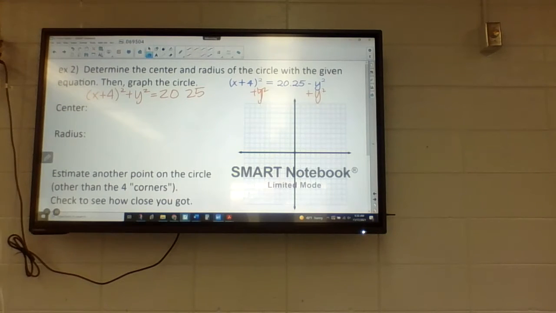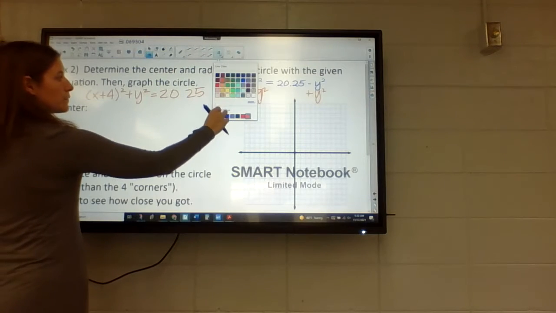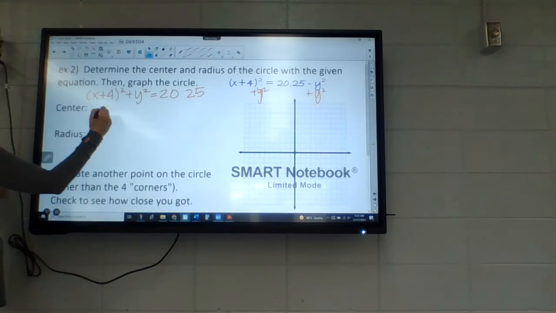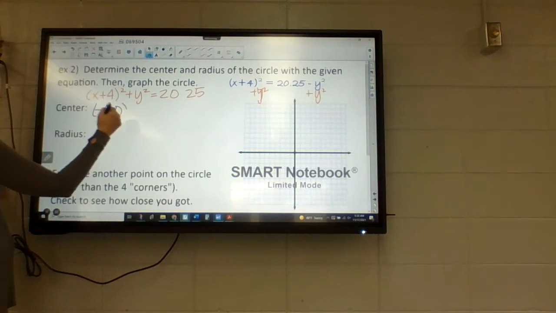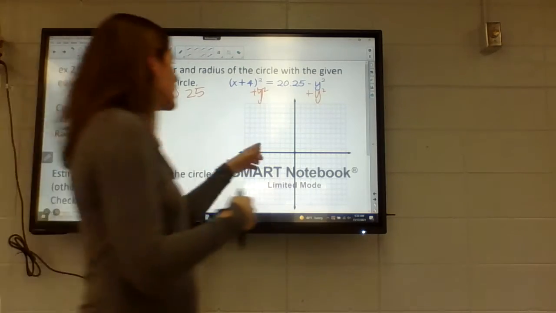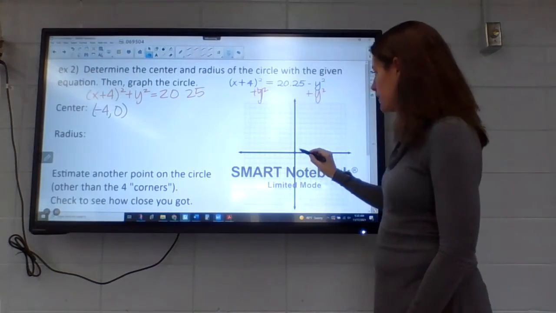So what's our center in this case? So the center in this one's going to be, what do you think? Yeah, -4, 0. So the -4 comes from the opposite sign of that x coordinate, and then the y doesn't have anything added or subtracted, so it's just on the axis then. So -4, 0 is my center. So I'll put that on here.